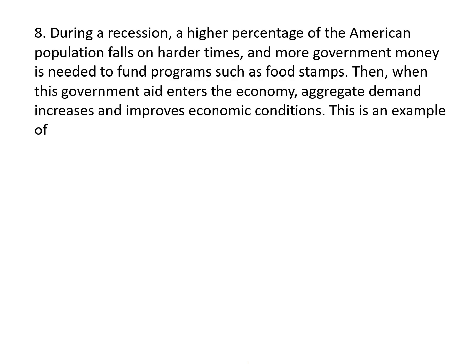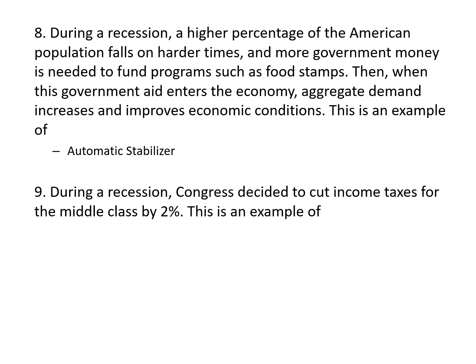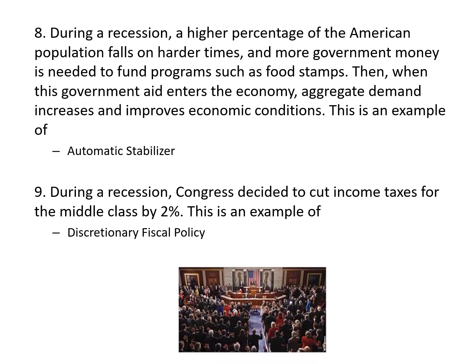Whereas during a recession, a higher percentage of the American population falls on harder times and more government money is needed to fund programs such as food stamps. Then when the government aid enters the economy, aggregate demand increases and improves economic conditions. This is an example of an automatic stabilizer as well. Food stamps and unemployment insurance all happen automatically. But if Congress decides to cut taxes by 2%, that's discretionary. Congress has to actually vote and act on that. It's not automatic.